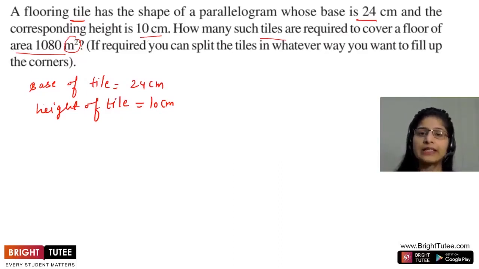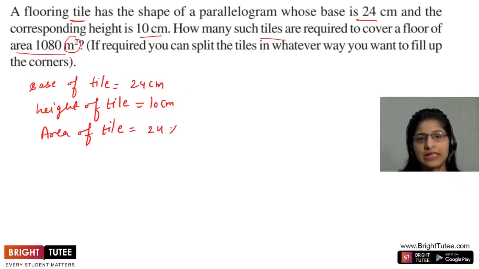Then they're asking how many tiles we will require, right? So we can find out the area covered by one tile, and we have the total area, so we can divide the total area by the area of that one tile to find out the number of tiles. So what will be the area of a tile from here? Area of tile is going to be 24 into 10, that is base into height, square centimeter. So 240 square centimeter we have, right?